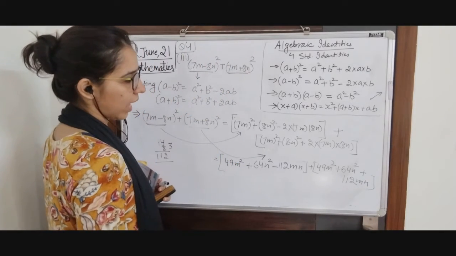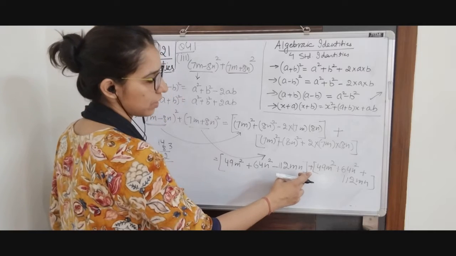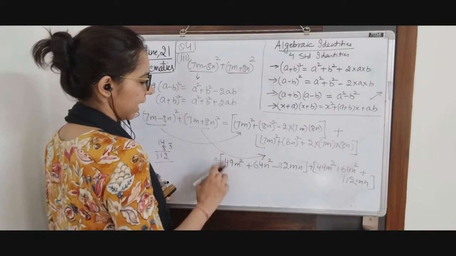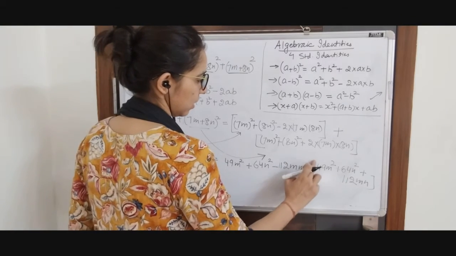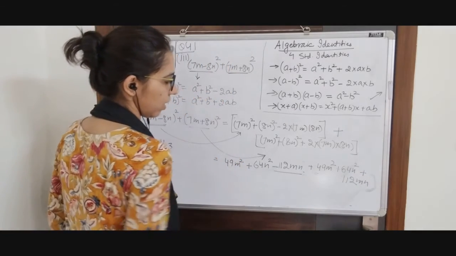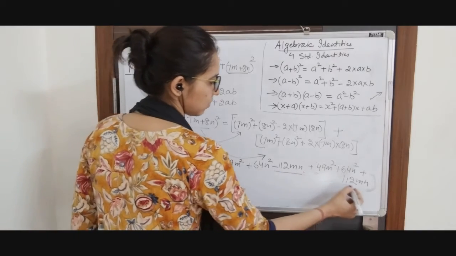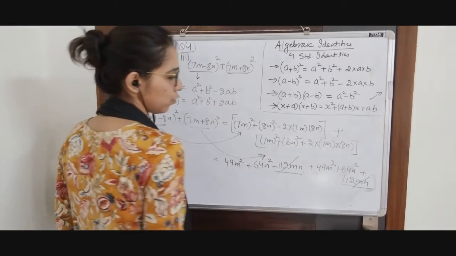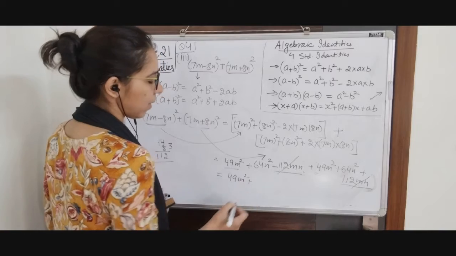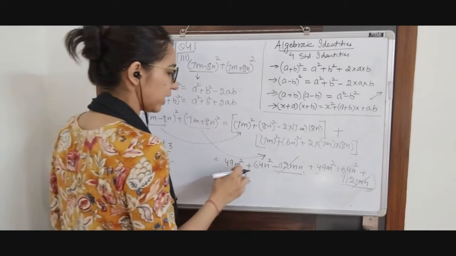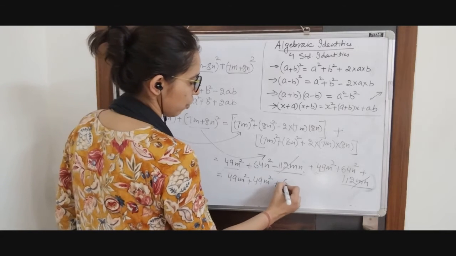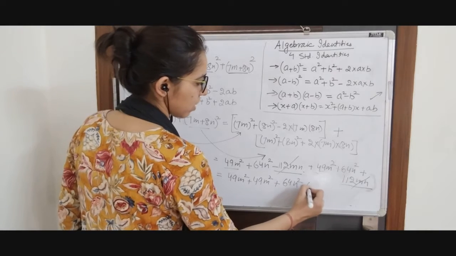Because we have positive signs, the signs of terms inside this expression are not going to change. I can just remove the brackets and we are left with these terms. Now I can cancel these terms, minus 112mn plus 112mn, and we are left with 49m square plus, I am going to club the like terms, 49m square, 49m square. So I am going to write them both together, 64n square plus 64n square.